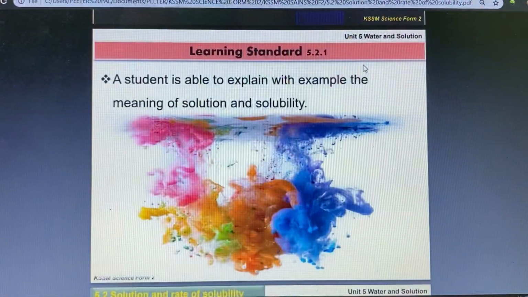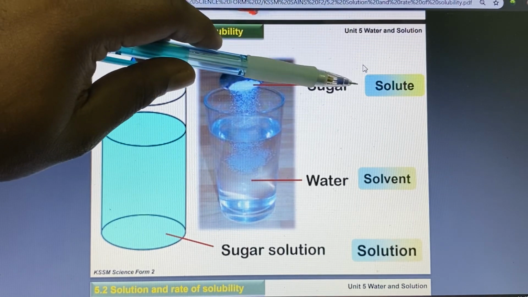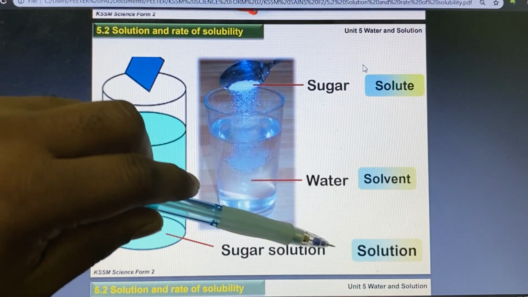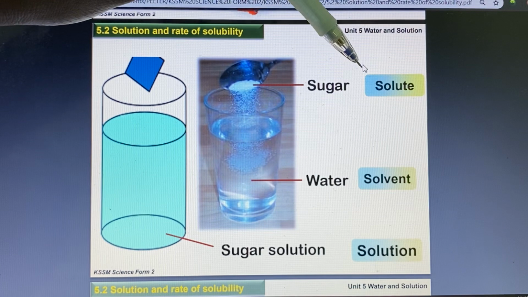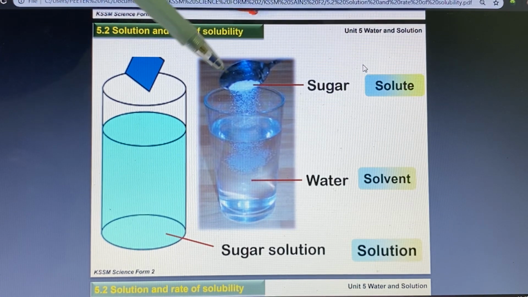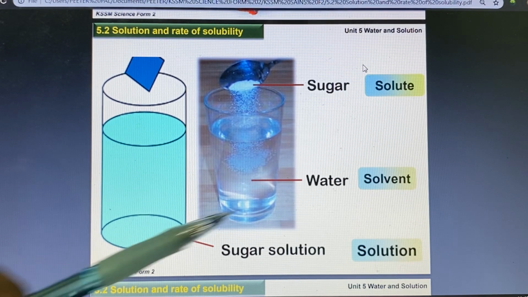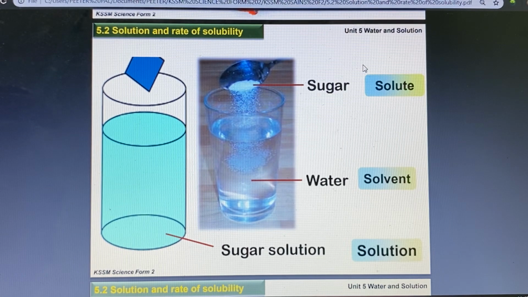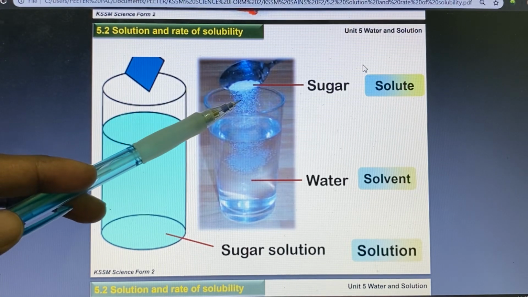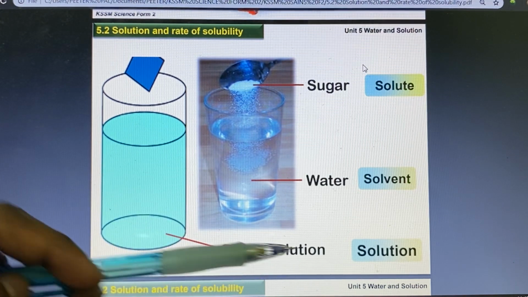Okay, let's continue. First of all we need to understand three definitions: a solute, a solvent, and a mixture of both, a solution. A solute is a substance that dissolves in a solvent. A solvent is a liquid used to dissolve a substance. And the mixture of the solute and the solvent, we call it a solution.